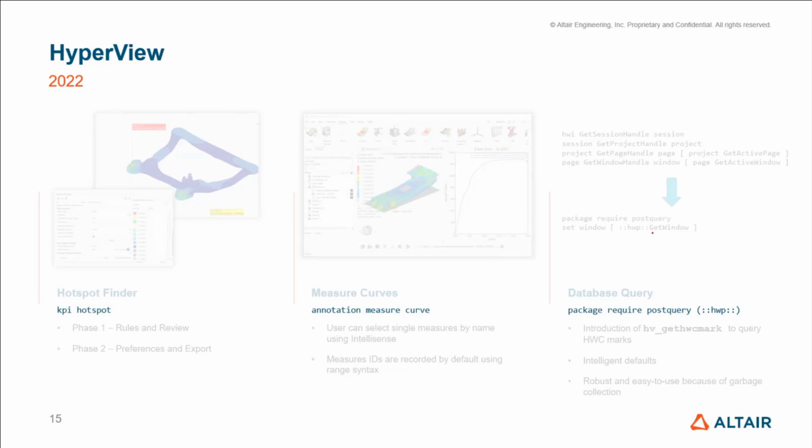And as a highlight, takeaway from this slide, please remember KPI hotspot, annotation, measure curve, and if you want to use the new package require post query, and then all those commands will be available under the HWP namespace. Okay.